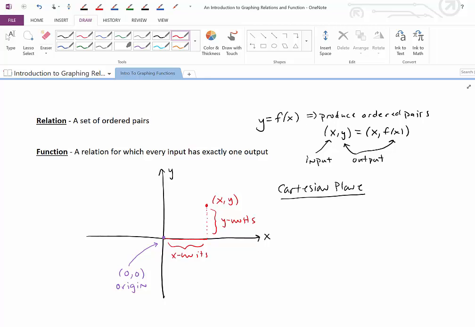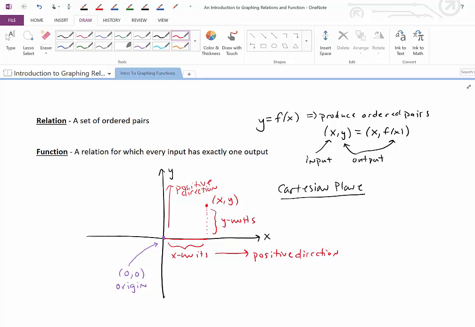We assume that when we move to the right, that is the positive direction. So this is the positive direction for at least the inputs. And then upwards for the outputs, that's also our positive direction. That also means if we move to the left, that would be the negative direction. And if we move downwards for outputs, that would also be the negative direction. So we're going to practice plotting some of these here in a moment.